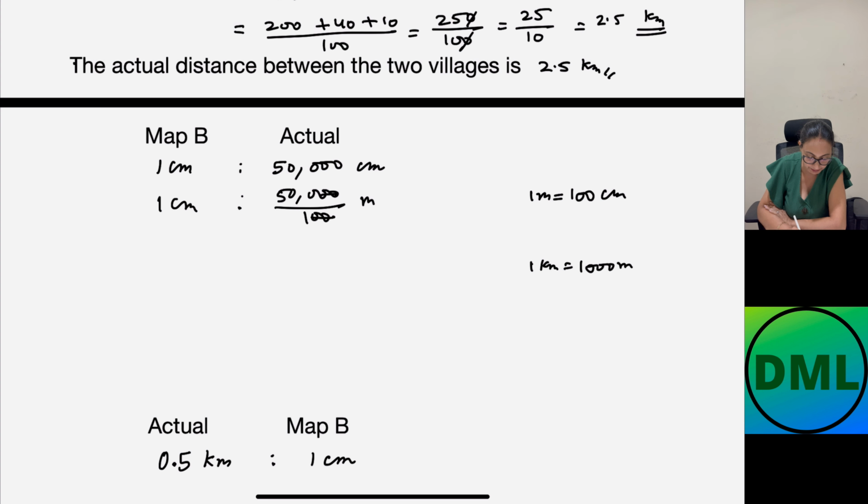Your answer will be in meters. 1 centimeter is to 500 meters. We have 1 kilometer is equal to 1000 meters. I'm going from smaller unit to bigger unit, so I need to divide it by 1000.